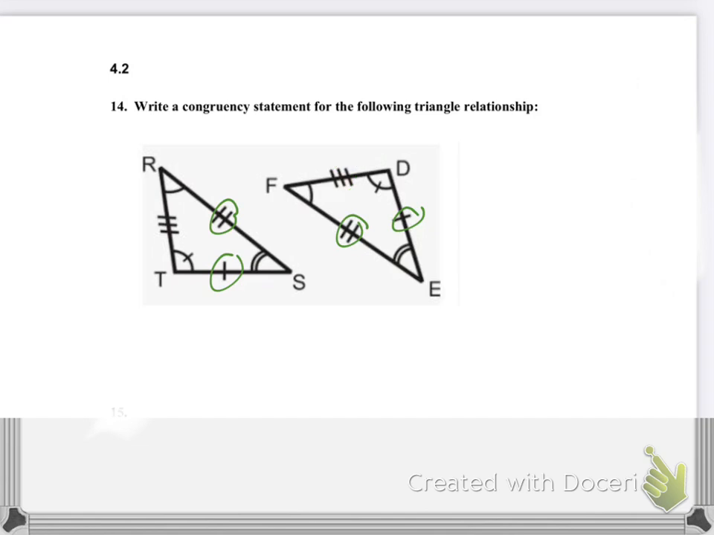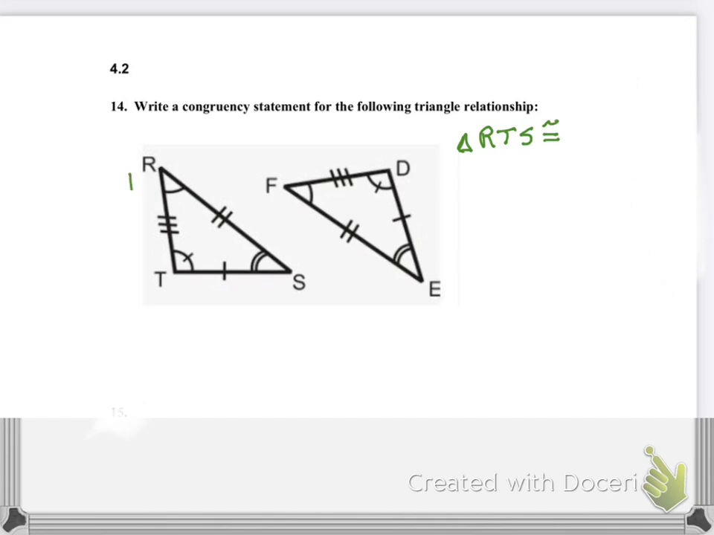So all my sides are equal and my corresponding angles are equal. My corresponding sides and my corresponding angles are equal. Therefore, these are congruent. Now, remember you're going to write the little triangle. And then I'm going to call the first one RTS. Now you've got to be careful the second time.